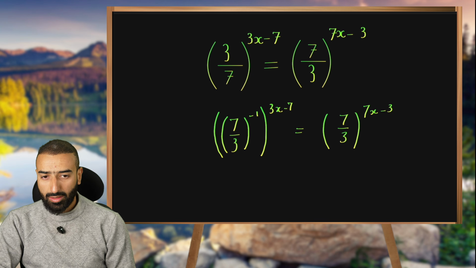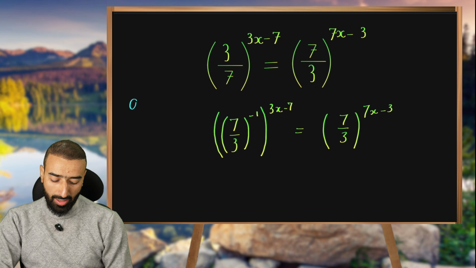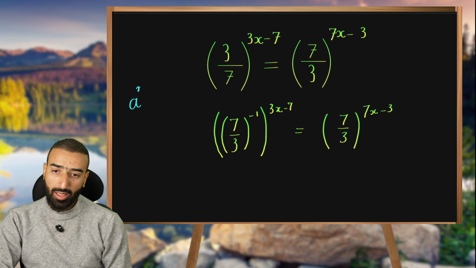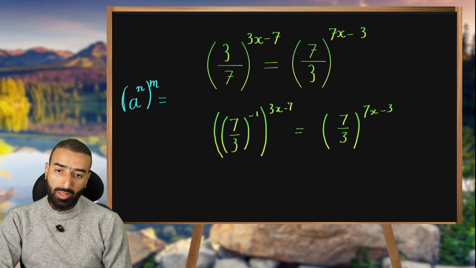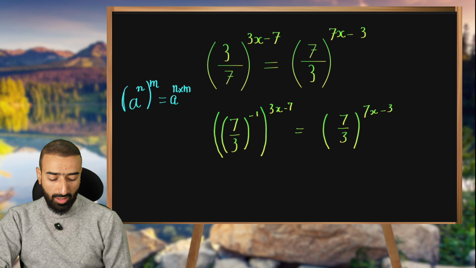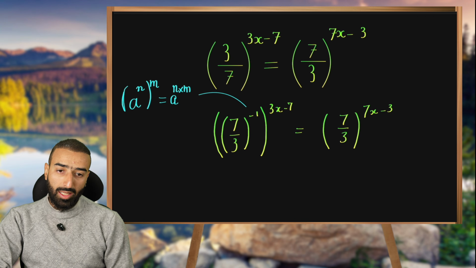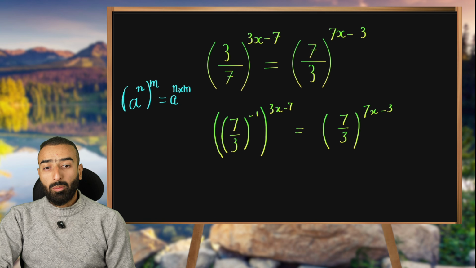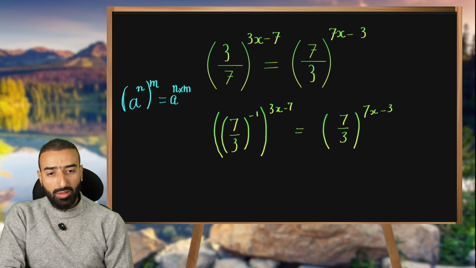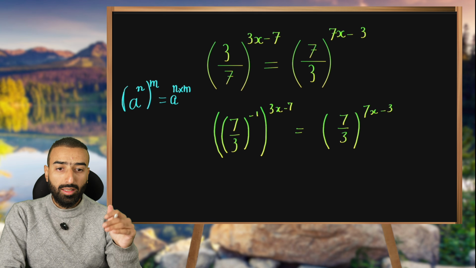What do we do next? Well, we know that if a number a is raised to the power n and the entire thing is raised to another power m, the entire expression can be replaced by a raised to the n times m. I'm going to use this property. In our case, n is negative 1 and m is 3x minus 7. So what would be minus 1 times 3x minus 7? It would be minus 3x plus 7.